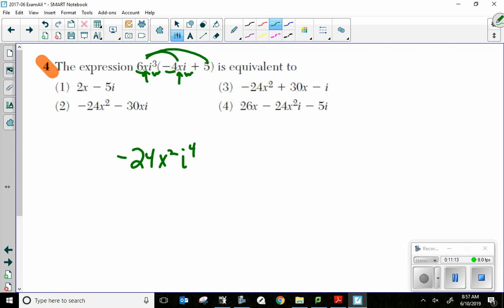All right? Now, I've got to multiply my 6xi cubed times 5. 6 times 5 is 30. And this will stay the same: xi cubed. All right.